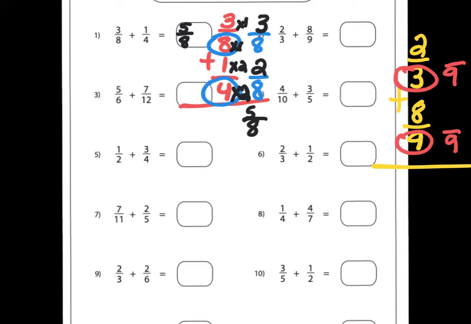Now ask yourself, 9 times what is 9? And whatever you times the denominator by, you times the numerator by. 8 times 1 is 8. Go to the top. 3 times what is 9? 3. And whatever you times the denominator by, you times that numerator by. 2 times 3 is 6. Now do I have them over a common denominator? What's my denominator? 9. And then I add my numerators.